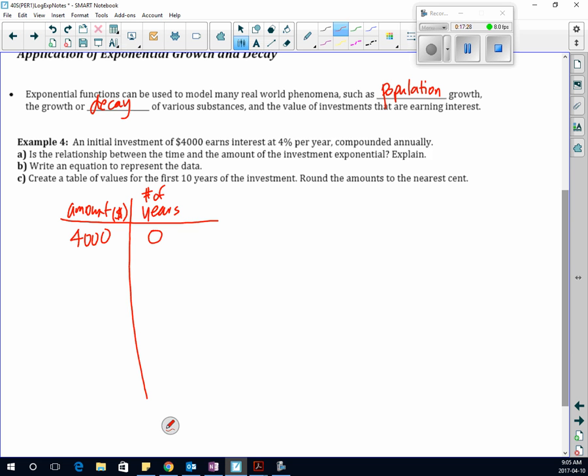What happens at year 1? After year 1? We're getting 4% more, right? So how do we figure out 4% more? 4% is what as a decimal? 0.04.